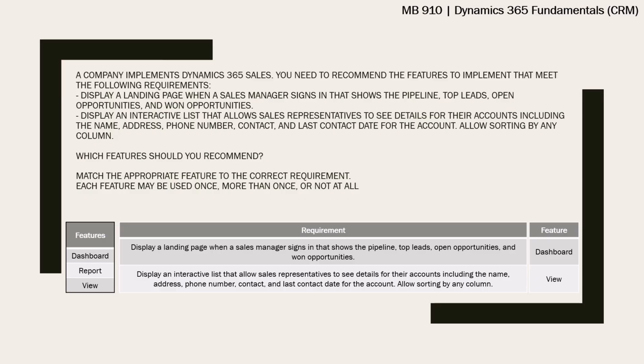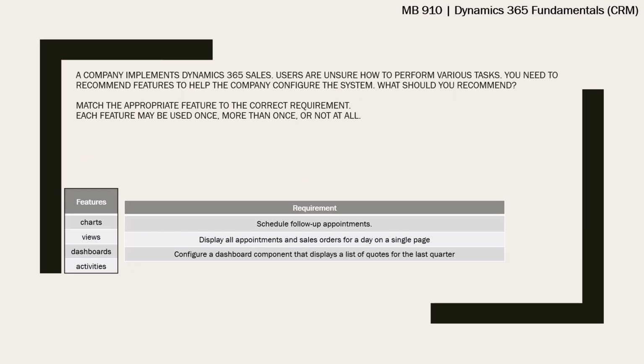A company implements Dynamics 365 Sales. Users are unsure how to perform various tasks. You need to recommend features to help the company configure the system. What should you recommend? Match the appropriate feature to the correct requirement. Each feature may be used once, more than once, or not at all.